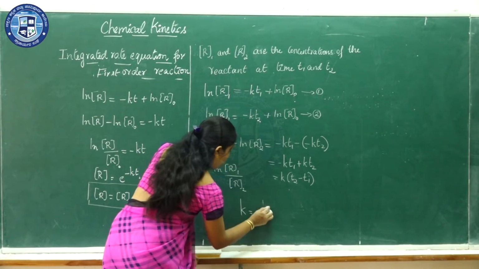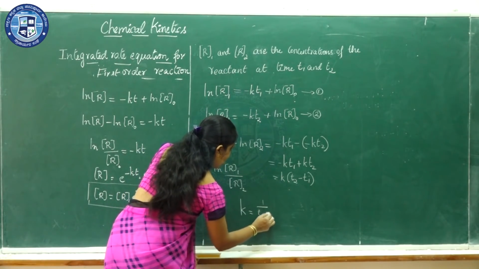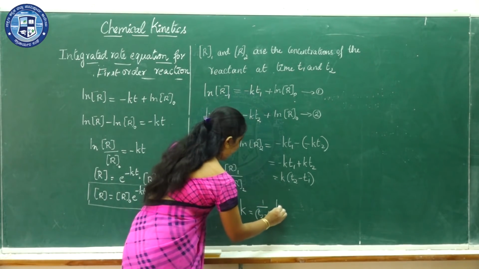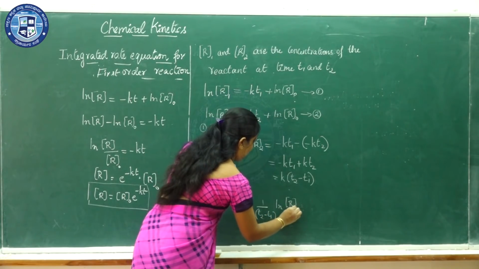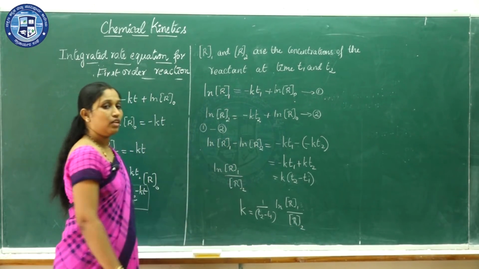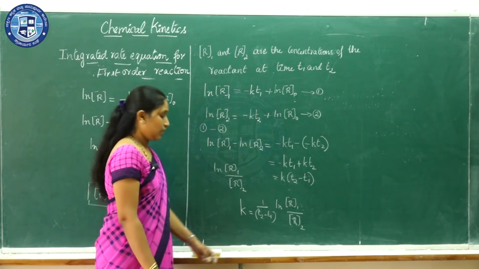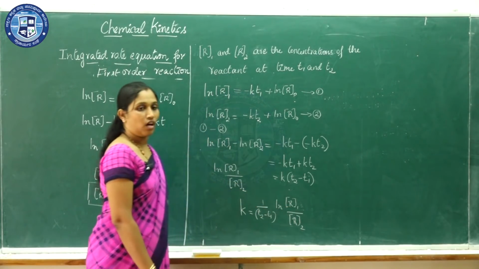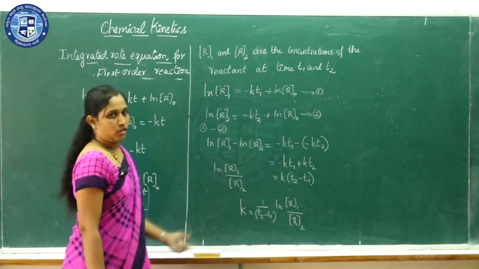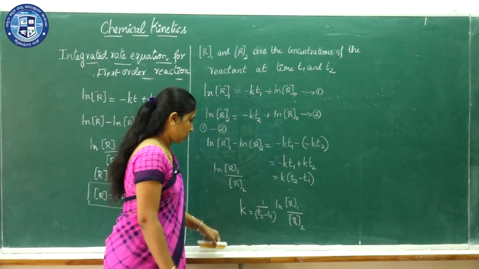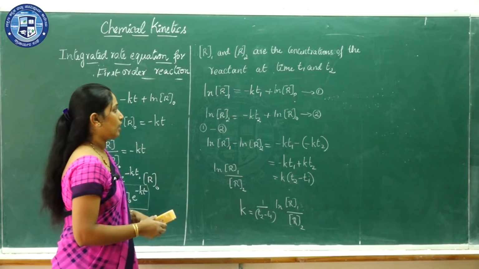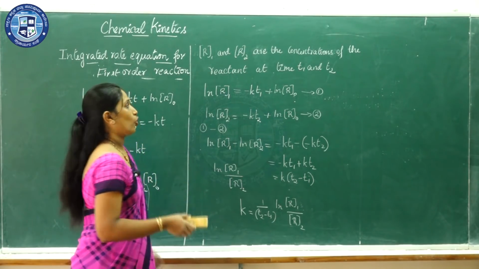So, what is k now? k becomes 1 by (t2 minus t1), then ln R1 by R2. So, whenever you have two different concentrations of R, this is how you will be able to find the rate constant. Okay, so with this we will move on to the graphical representations of how you can represent the first order reaction.